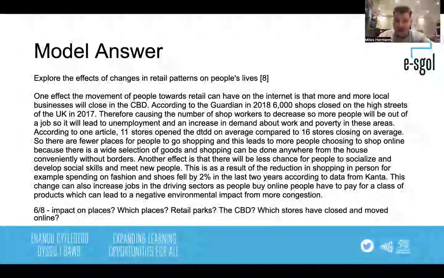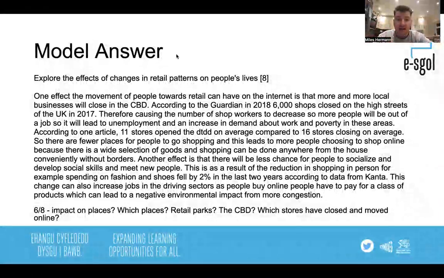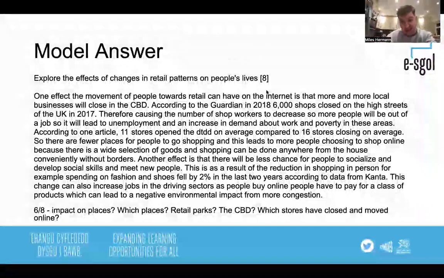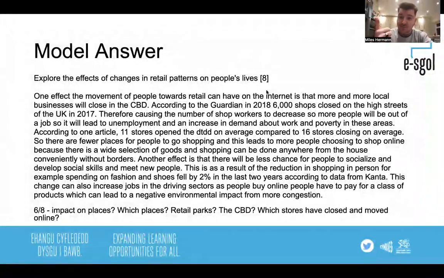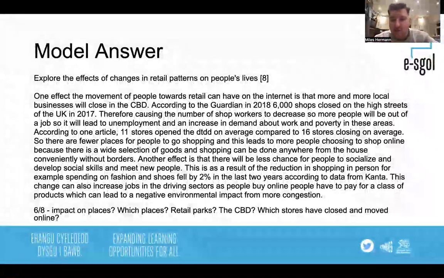You are also going to use your assessment objective 1, your geography information and understanding, on retail patterns on people's lives. So you need to be speaking about the retail changes, so the CBD and the high street. You would want to be talking about retail parks and online shopping and what's happened as a result of these shifts in patterns. So here's a model answer for you to look at, and I'll read it out now.